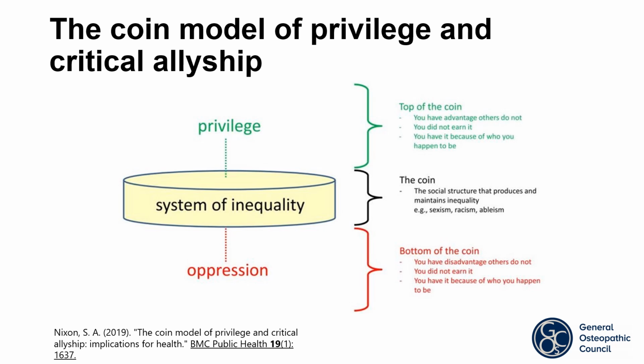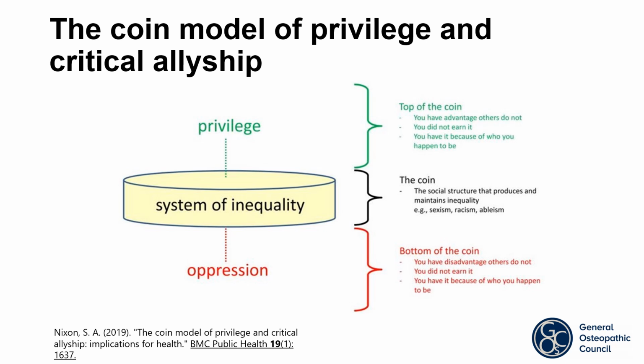So I would like to present to you the coin model of privilege and critical allyship that was developed by Nixon a few years ago. In the middle, you can see in light yellow a coin. On the side of the coin, you have the system of inequality on which our society is currently organized. On the top of the coin, you have people who have privilege, and these are people who have advantages that others do not have, and they did not earn that advantage or privilege. They have it because of who they happen to be.